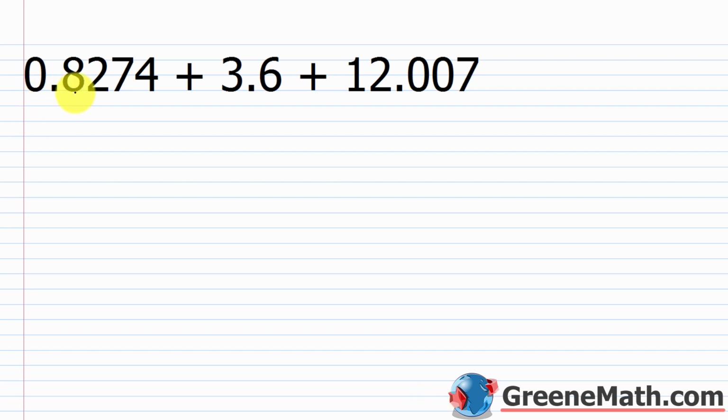All right, now we're going to look at some addition with 3 numbers involved. So we have 0.8274 plus 3.6 plus 12.007. Again, just stack the numbers on top of each other. Just make sure you line up the decimal points.